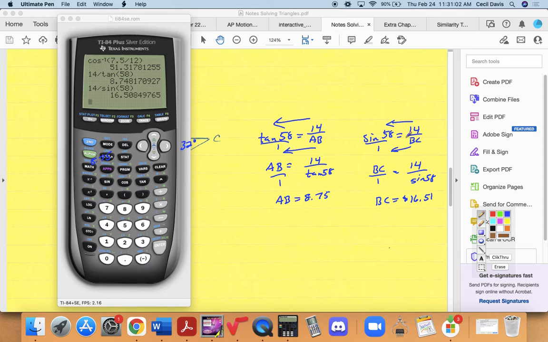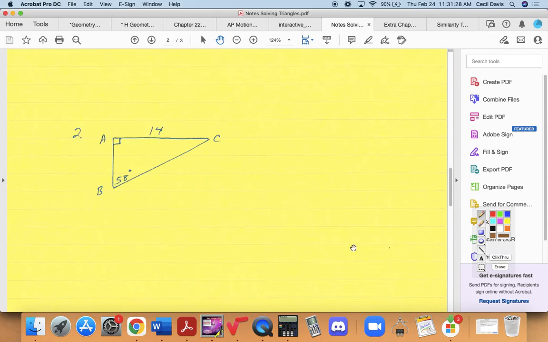Yes. If you do not want to do that, you would just do it the exact same way that we just did on our test. You could cross multiply. You could do 14 equals BC times sine of 58, and then you're going to have to divide both sides by the sine of 58. So it ends up the same thing. I'm just getting there one step faster. All right. Last page.